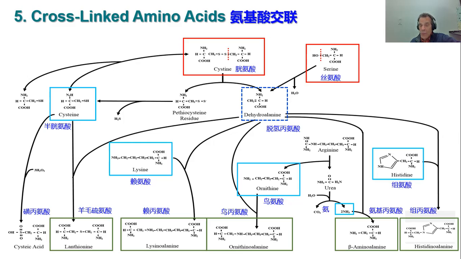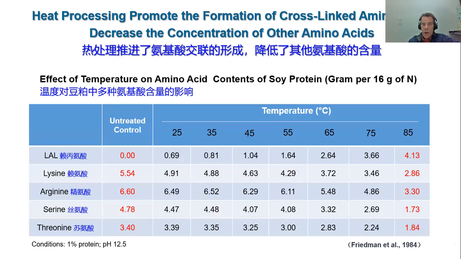You can also have binding with ammonia and create beta-aminoalanine. You can also have a decomposition of cysteine into cysteic acid, which also can lead to some other problems. You can study experimentally the formation of cross-linked amino acids in vitro under different conditions. As you increase temperature, you can see a very significant rise of lysinoalanine, right?